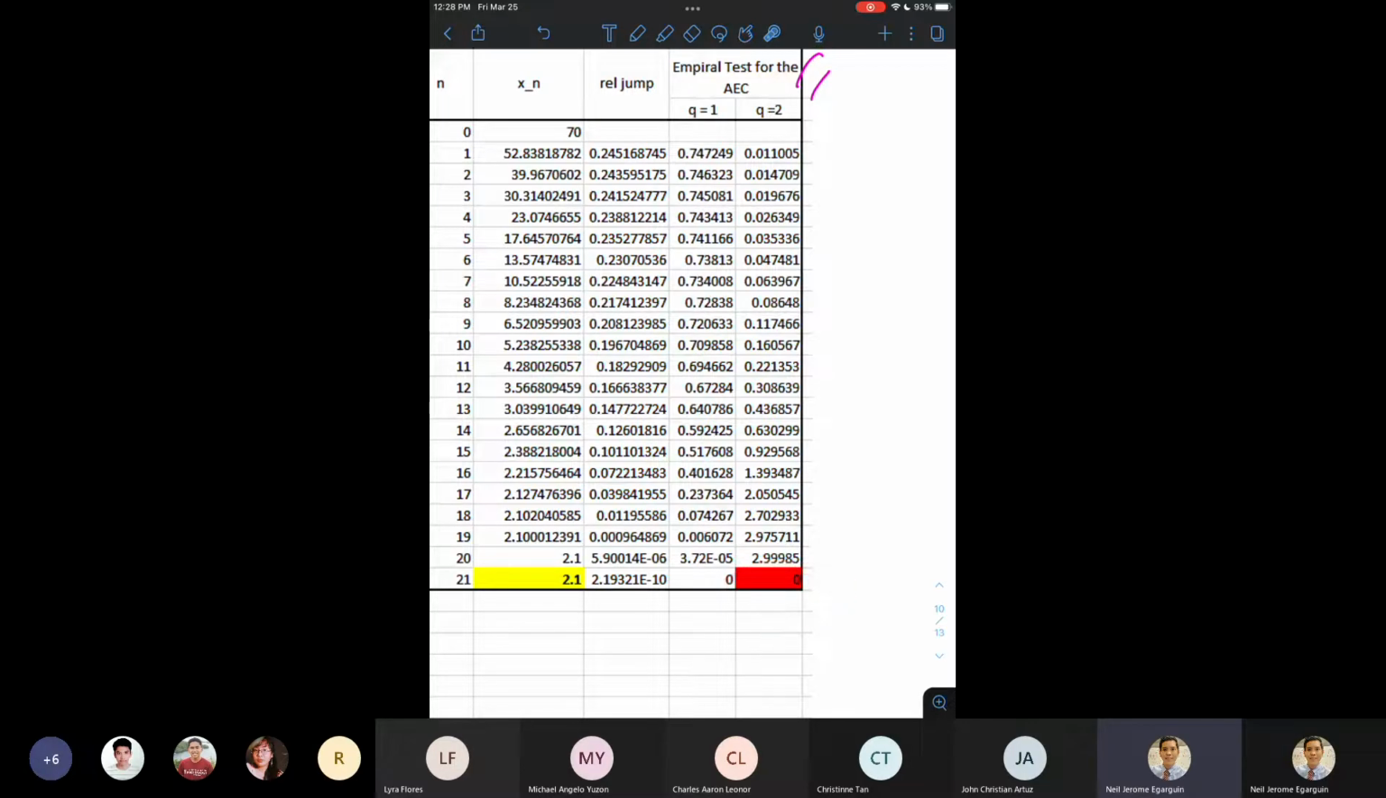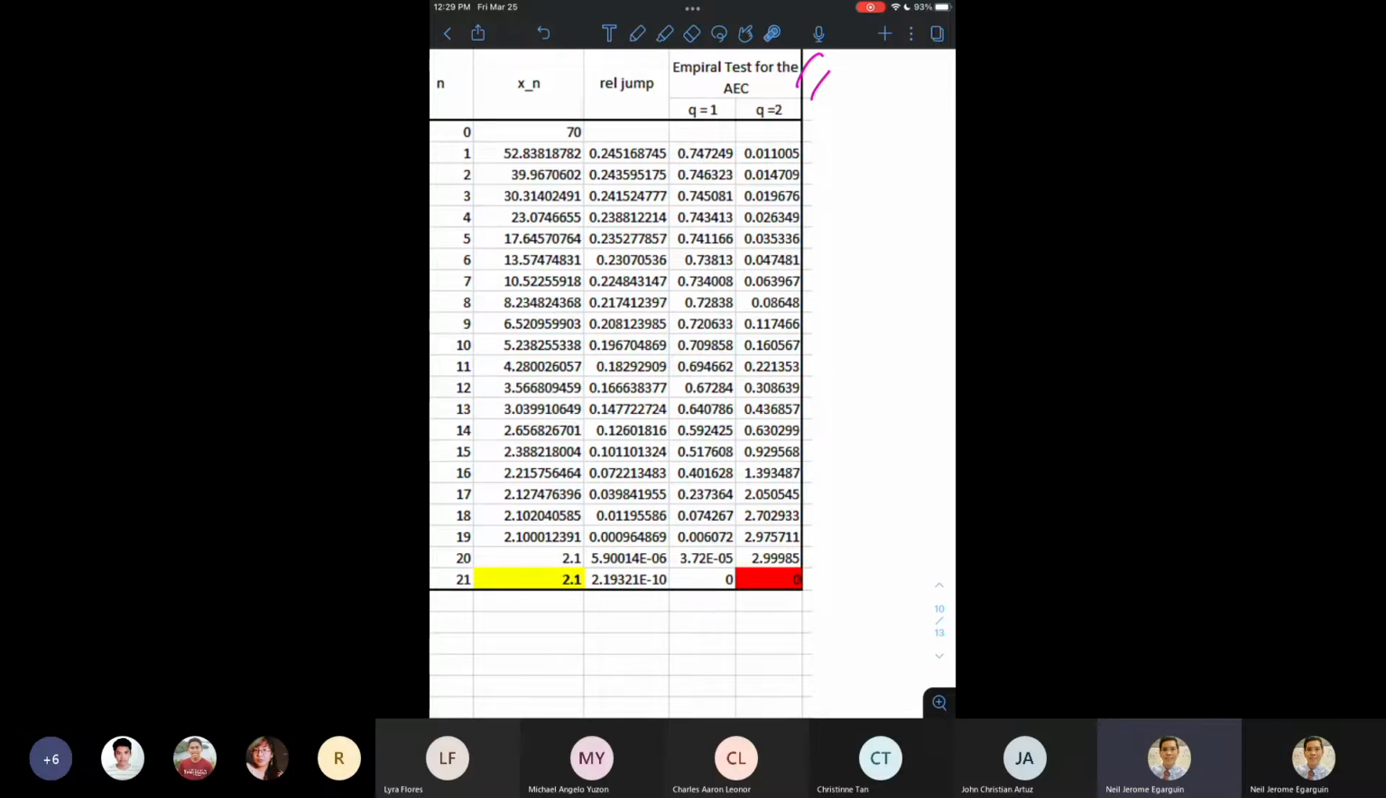Now, I highlighted this red kasi hindi ko na kayang i-trust yung result dito. Pag kinompute ko yung ratio nung the relative errors where the denominator has an exponent 2, hindi ko na to maasahan because cancellation error kicked in. Kasi nasa ano na ba si x sub 21? Si x sub 21 ay 2.1 na up to machine precision. E ano yung actual value? 2.1. So even if this is not exactly 2.1, Excel will think, due to its limited memory, that this guy is exactly 2.1. Or this is within 2.1 beyond the machine epsilon.